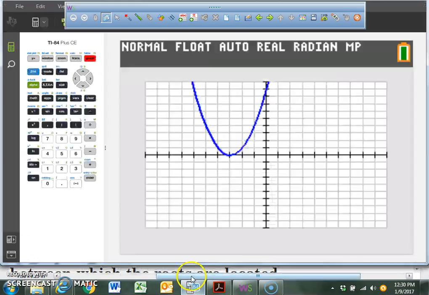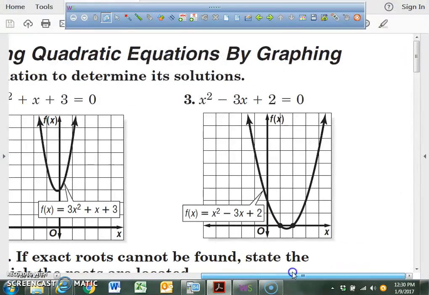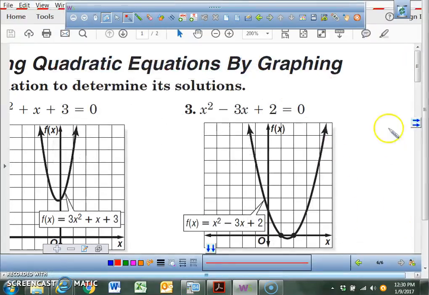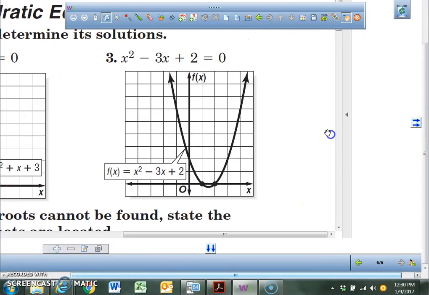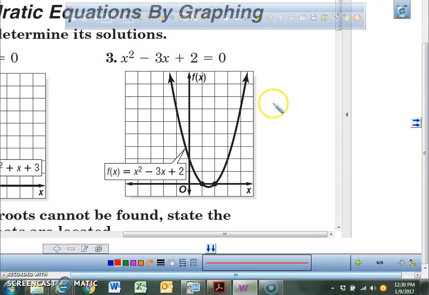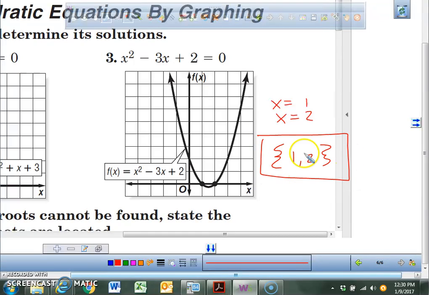All right, moving on to problem 3. Right here. How many solutions do we have in problem number 3? 2. You could say x equals, or we could put this in a solution set. What are the 2 roots, solutions, x-intercepts, or zeros? 1 and 2. So you put 1, 2. What I like to do, everybody, is put them in order from least to greatest. When I list all my roots, I usually list them from least to greatest.